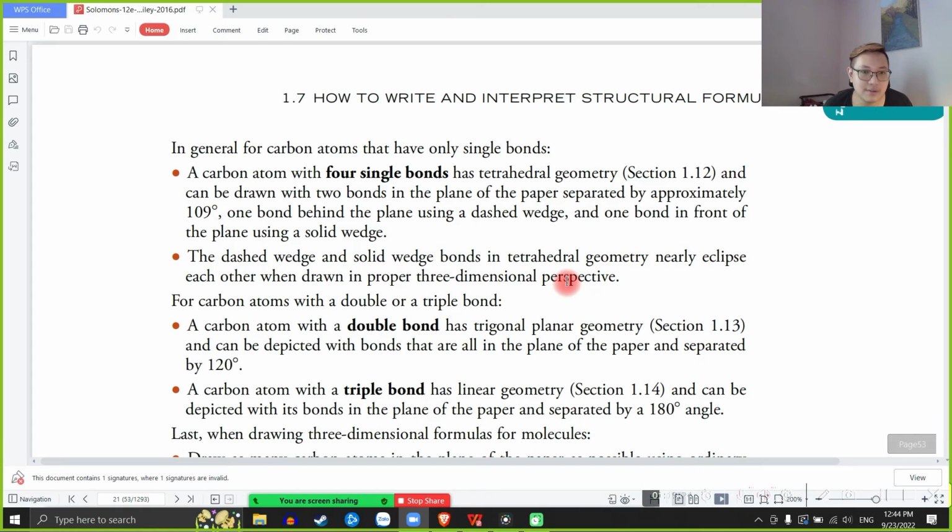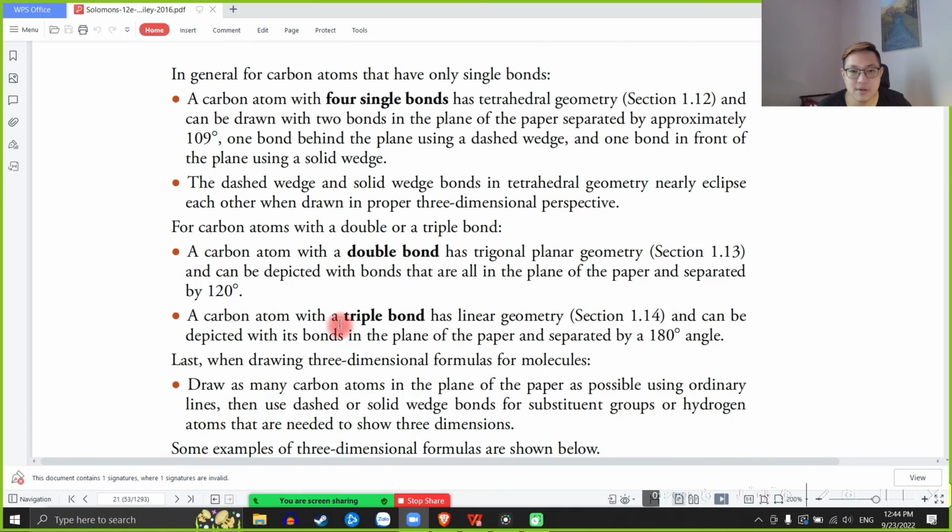Now, generally for a carbon atom we have only single bonds, so four surrounding it. So it should be tetrahedral. Tetra means 4. Tetrahedral geometry, and the bond angle is approximately 109.5 degrees. And you have to draw a dash wedge or solid wedge together with the normal line.